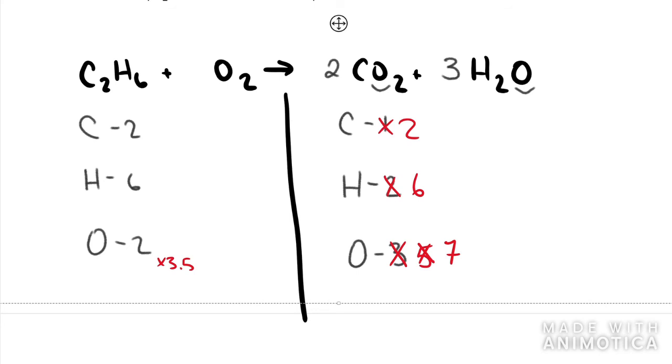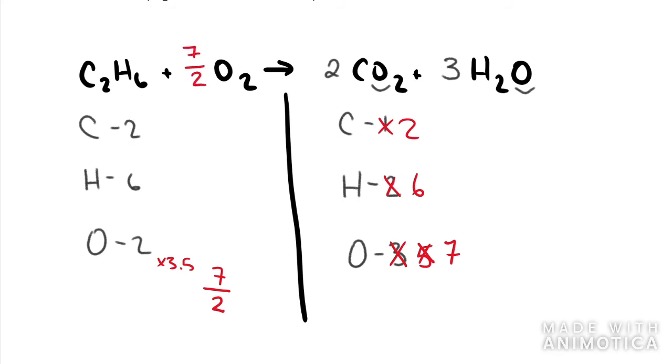And what's 3.5 as a fraction? It's going to be over 2, and it's going to be 3 times 2 is 6, plus 1 is 7. So we'd actually put it as 7 over 2. So now if we did that, 2 times 3.5 would give us 7. So now we have 2 carbons, 6 hydrogen, 7/2 oxygen. So some people leave it like this with a fraction.